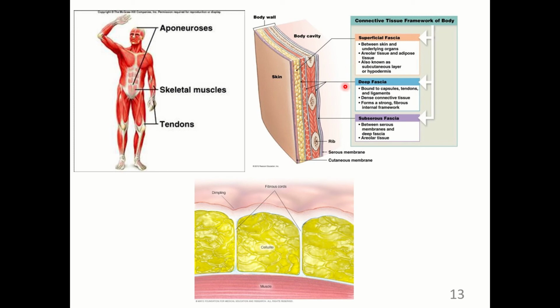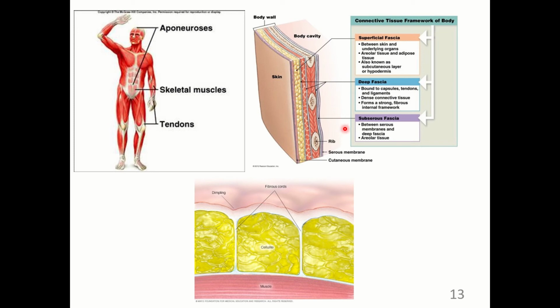The deep fascia is going to be bound to capsules, tendons, and ligaments. So that means it will be bound to the capsules of joints, the tendons of bones, and the ligaments that connect the bones. It is a dense connective tissue made up of collagen and forms a strong fibrous internal framework that basically binds all the organs and tissues together.